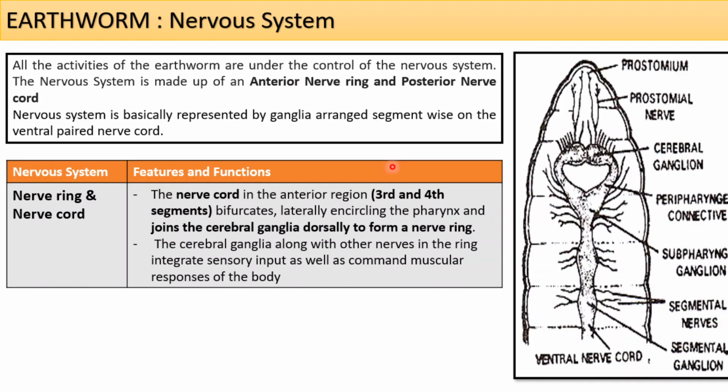Nervous system, made up of nerve ring and nerve cord. The nerve ring is anterior, the nerve cord is posterior. Now nerve ring और nerve cord हमने already पहले cockroach में किया है, तो इसका discussion should be a little easier.